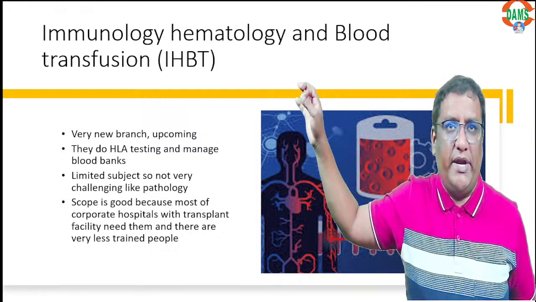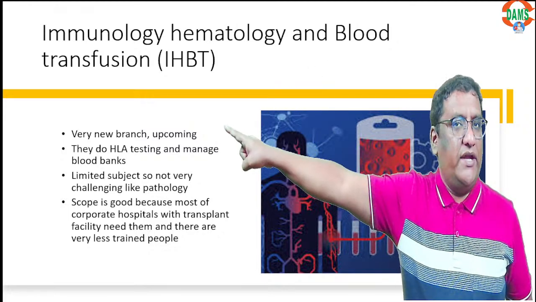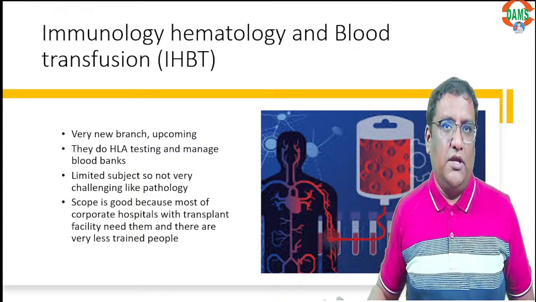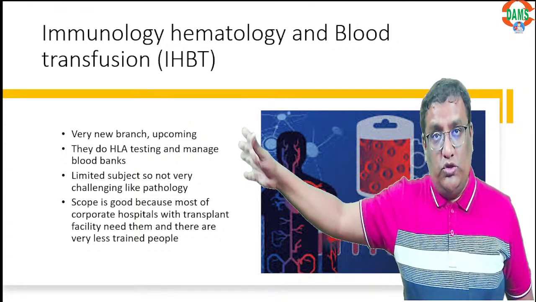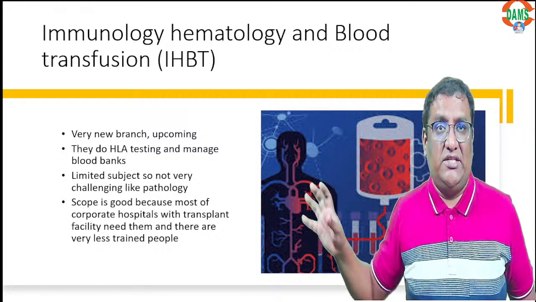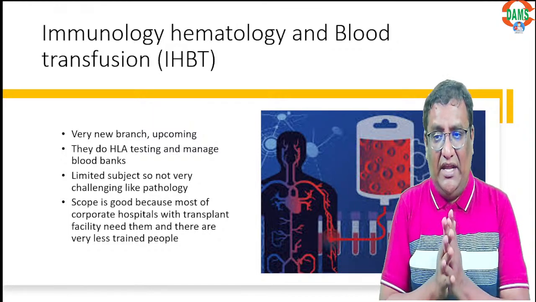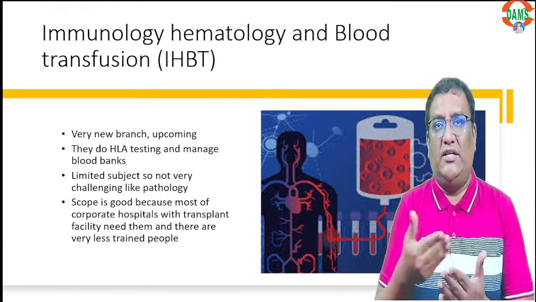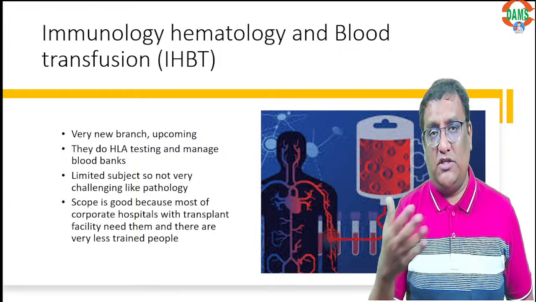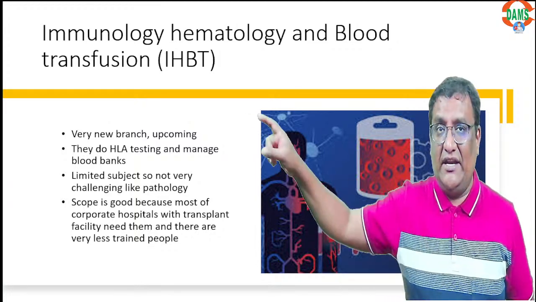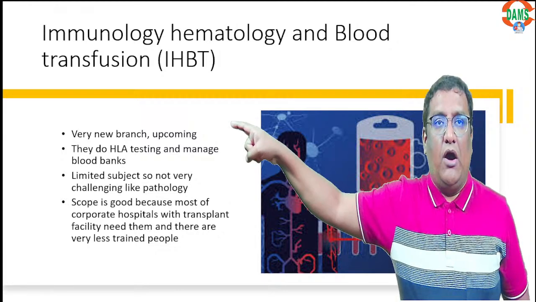Now, there is one more associated branch, immunohematology and blood transfusion. So this is a new branch that has come. It is a very new and upcoming branch. You should know their job. They do HLA matching, they manage the blood bank. Basically they set the protocols for the blood bank, cross matching, all those tests in the blood bank, etc. They will be managing.